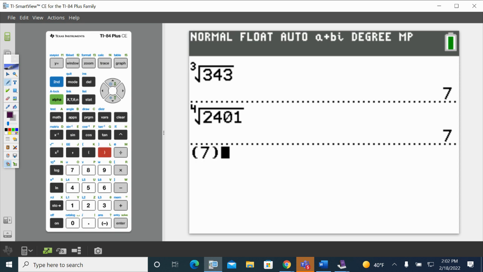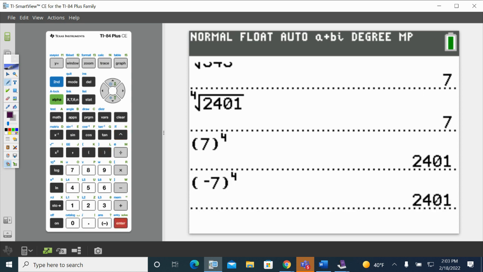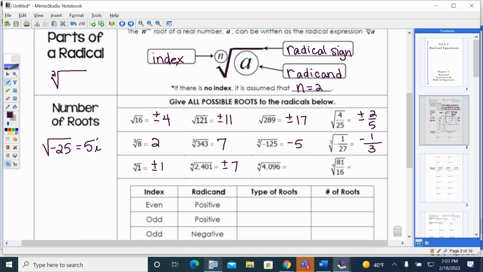If I take 7 and I raise it to the fourth power, I should get that 2,401. Same thing with the negative 7 raised to the fourth power. I still get the same positive 2,401. So the fourth root of 2,401 can be a positive or a negative 7. The fourth root of 4,096 can be a positive or a negative 8. And then the fourth root of 81 over 16 is going to be a positive or a negative 3/2.